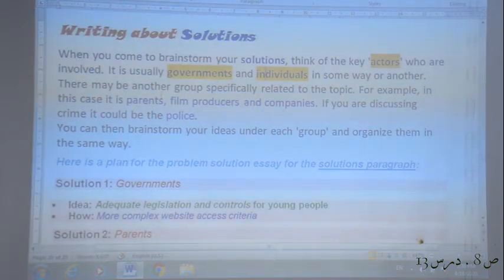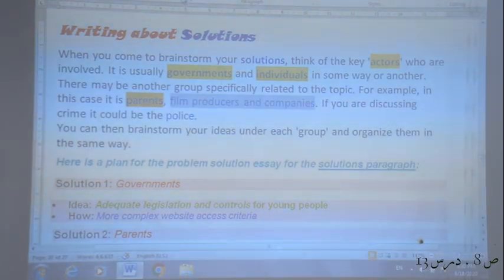Now, there may be another group specifically related to the topic. For example, in this case, parents. So parents have a great role to prevent their children from accessing these sites. Film producers and companies are also responsible. So they are all important actors that play a role in giving us solutions to this problem. If you are discussing crime, it could be police, for example.